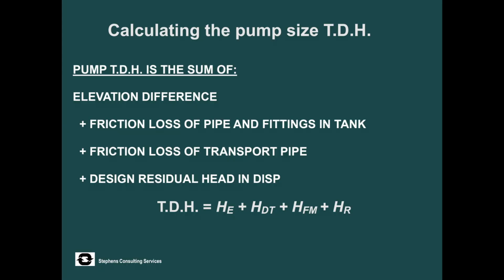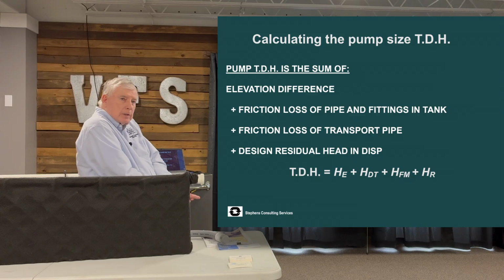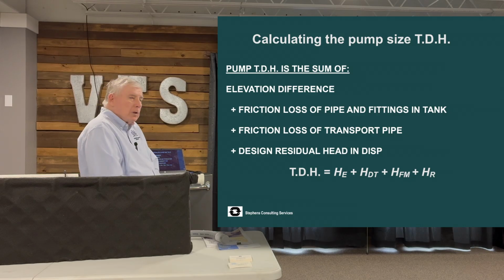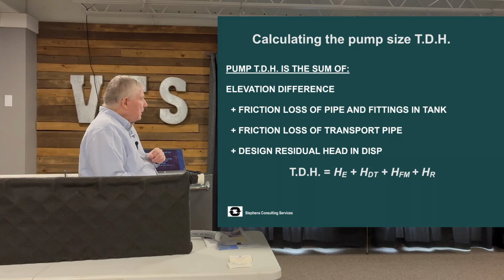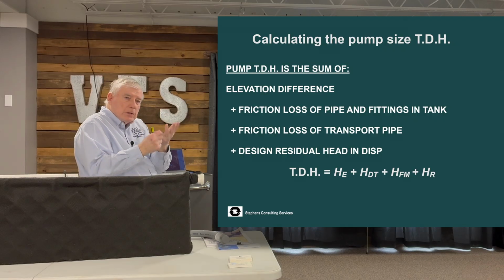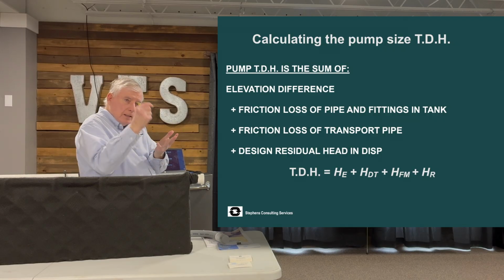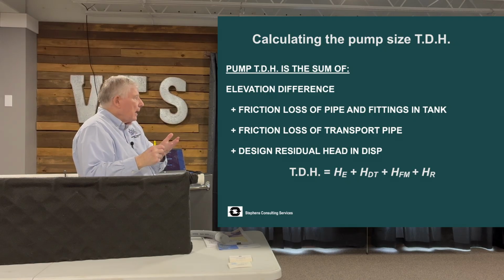The TDH is the sum of the elevation difference, the friction loss in the pipe and fittings in the tank itself, the friction loss in the transport pipe or force main from here to the system, and then the residual head in the field. If you're designing to 5 feet of residual head, then you've got to add that 5 feet to the TDH for the pump. So it's a summation of all that.